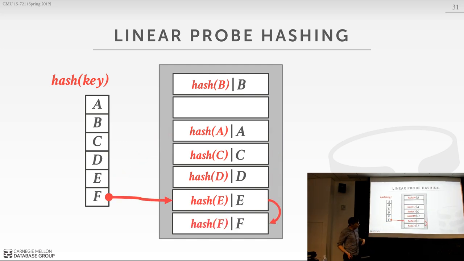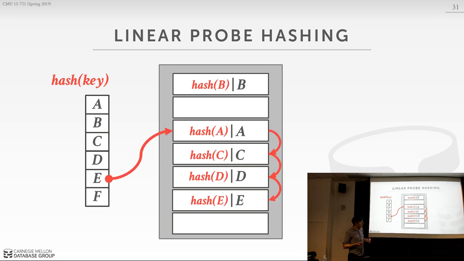Now if I'm doing a lookup to find, say, E, E hashes here, and I see this is not the E that I'm looking for, this is A, so I jump and keep going down. I keep track of where I started the lookup, because if I scan back around and come here, I don't want to be stuck in an infinite loop. I need to know when I can terminate. Say E was actually not here and this space was empty. As soon as I got here and saw it was empty, I would know that I'm done, and my search can terminate.